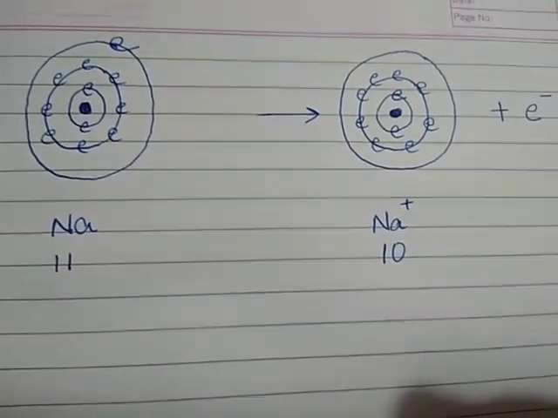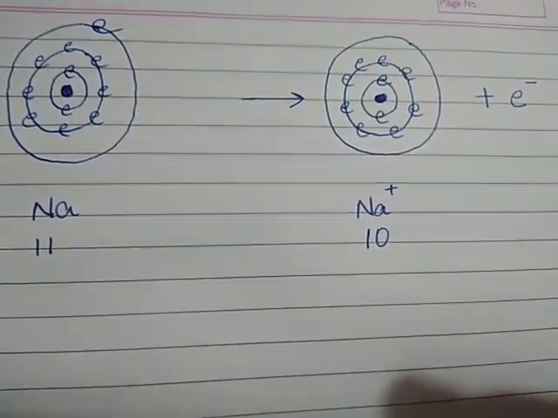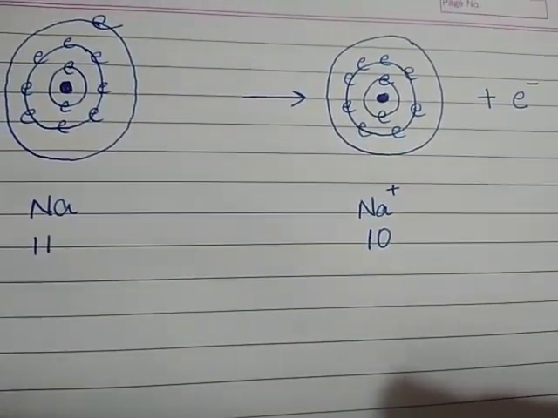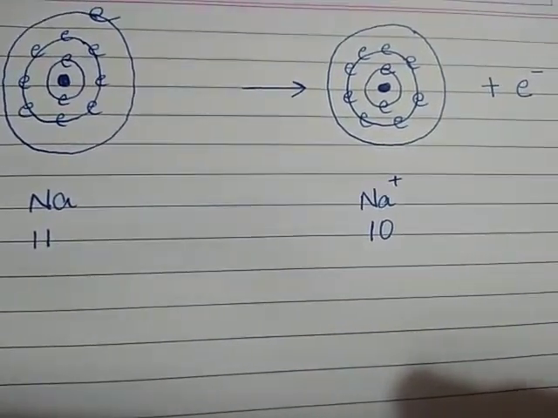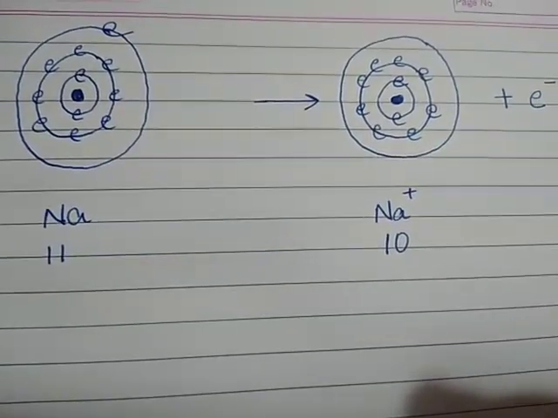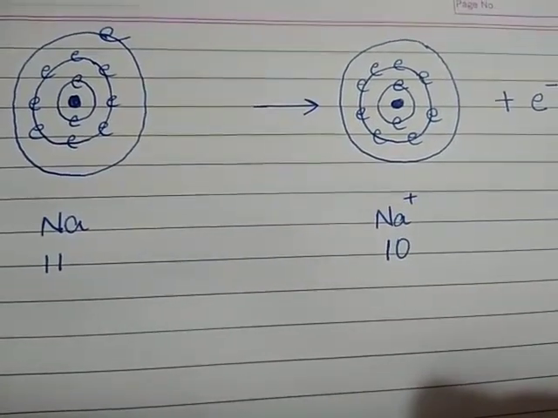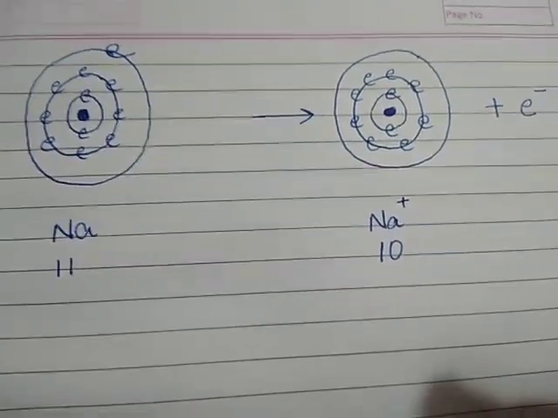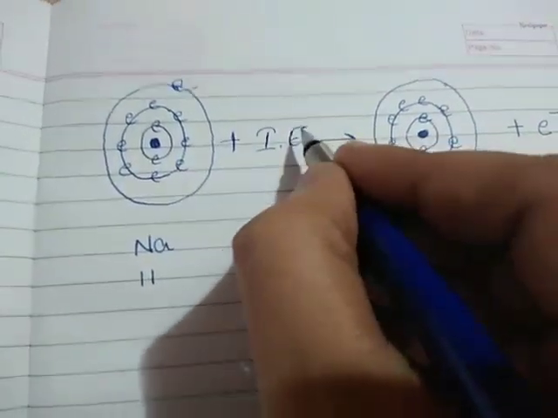Now here you can see sodium atom which is having how many electrons? 11 electrons. Now after the reaction you can see one of the electrons has been lost and sodium has become Na+, a positive species. Now it is having how many electrons? 10 electrons. So you applied some energy to pick one electron out, and that energy is called the ionization energy. Okay.